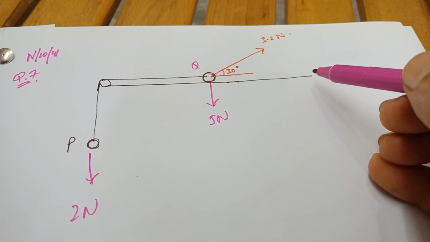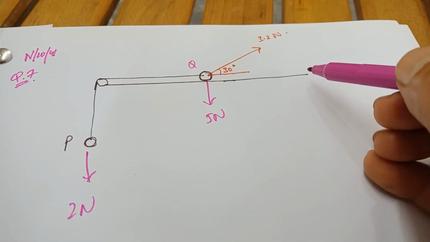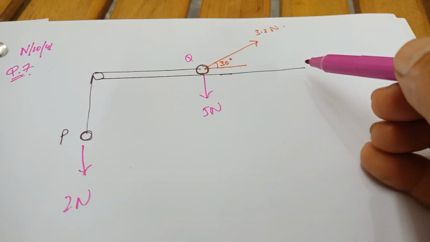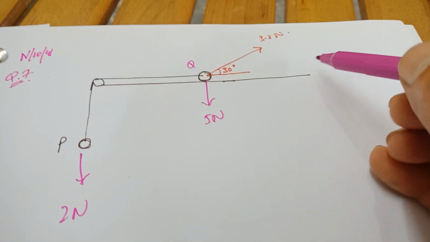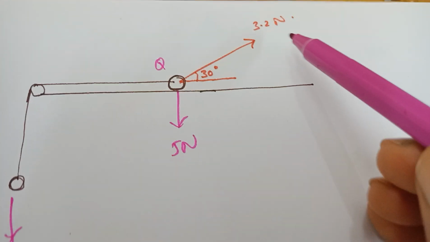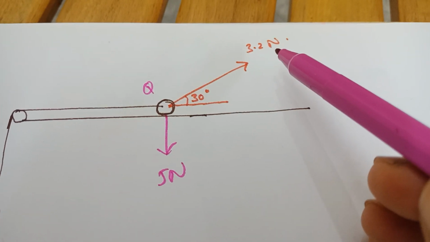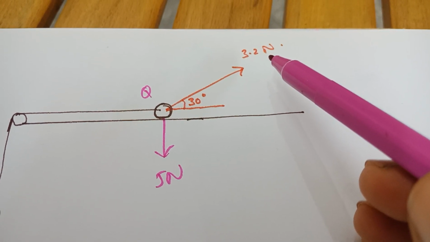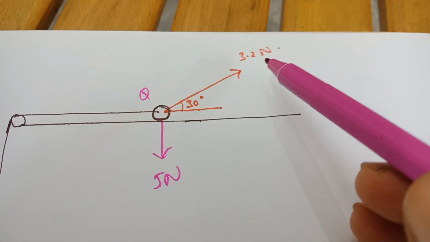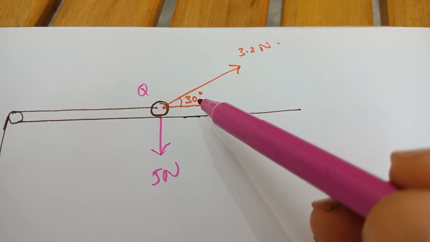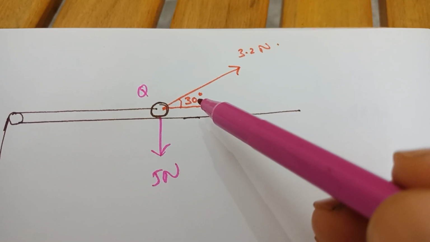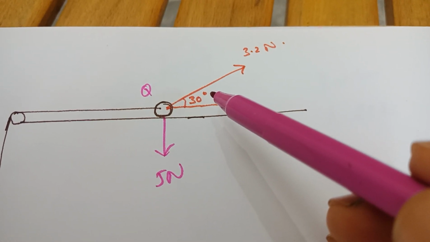Now it says P hangs freely and Q is in contact with the table. A force of magnitude 3.2 newtons over here. You can see that this is the 3.2 Newton force, and this is acting upward from the horizontal level at an angle of 30 degrees. Okay, so it says the system is in limiting equilibrium, guys.